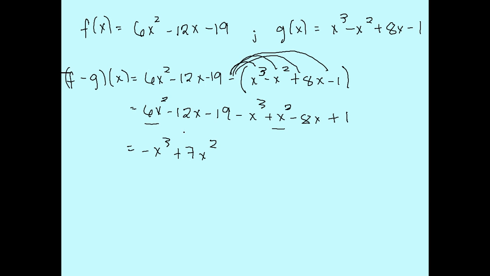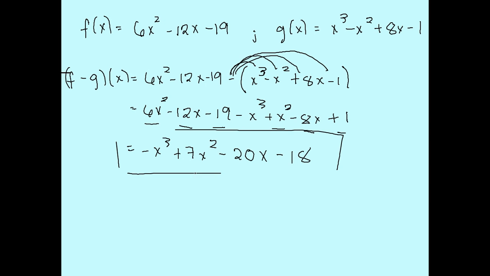Okay? Next naman po, we have here negative 12x and then negative 8x. So negative 12 minus 8, that will be negative 20x. And then last po, yung constant po na negative 19, tsaka positive 1, meron po tayong negative 18. So this is already the simplest form, or ito na po yung pinaka-final answer po natin once po na pinag-combine po natin yung dalawang function. Okay? Do you have question, mga anak?